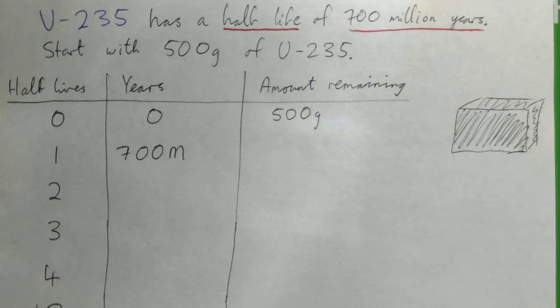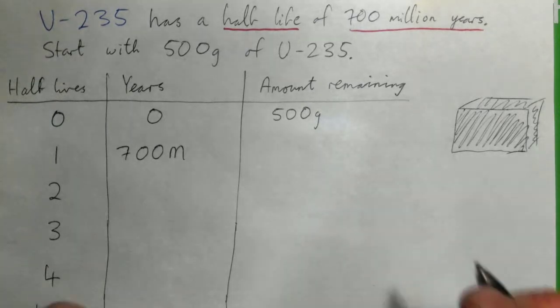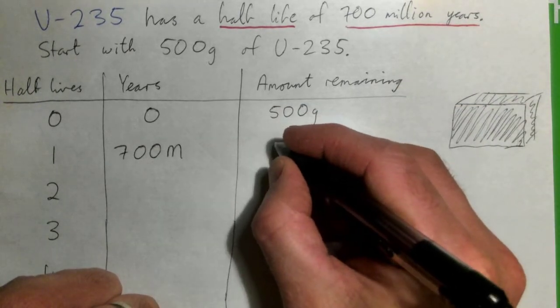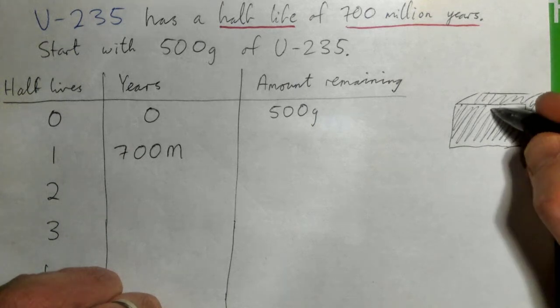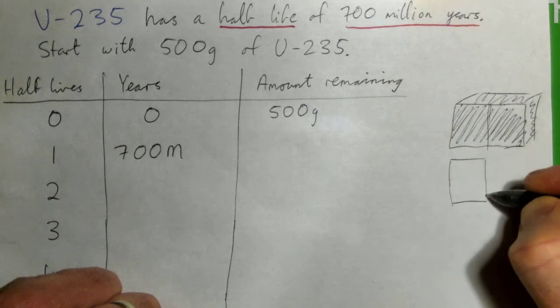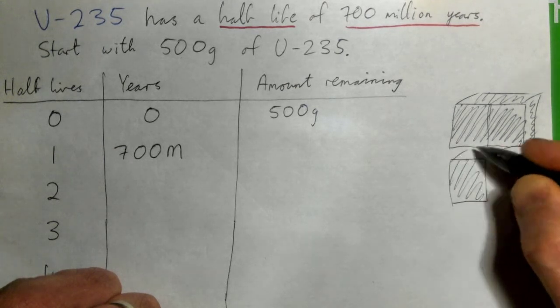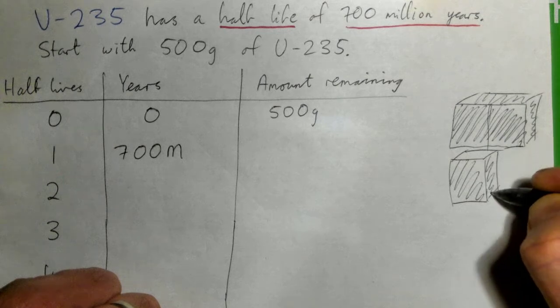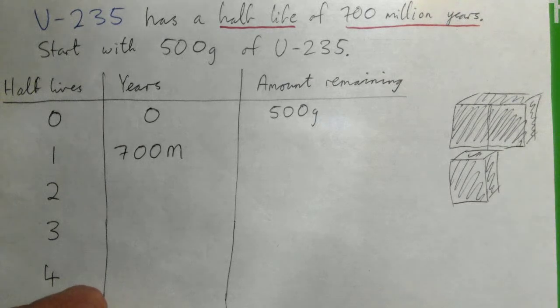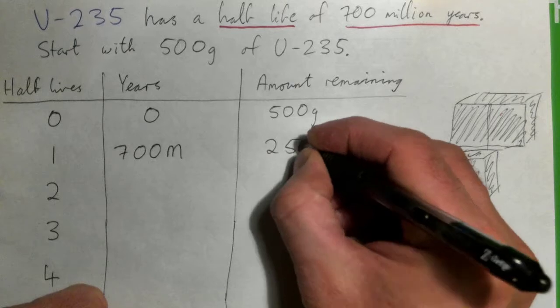Yes, it would. Okay. Because that's what half-life means. After 700 million years, half of this block will have disappeared, right? And so we'll be left with that. This block of uranium, which is half as much as we had before. Make sense? Half. That's what a half-life means. After 700 million years, half of it is gone away, and we have half of it left. Okay? So we have 250 grams. This is 250 grams remaining.